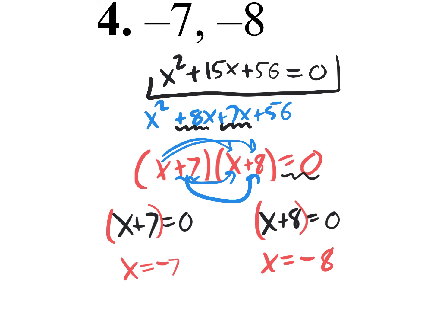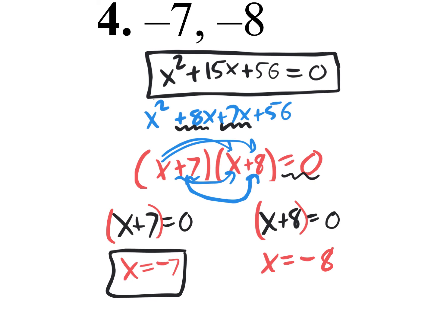And ladies and gentlemen, this is your quadratic equation that's set equal to 0 that produces the two answers given to us, x equals -7 and x equals -8. So it's really just doing what we already know, but backwards, where you have the answers and you work backwards to get to the original equation.